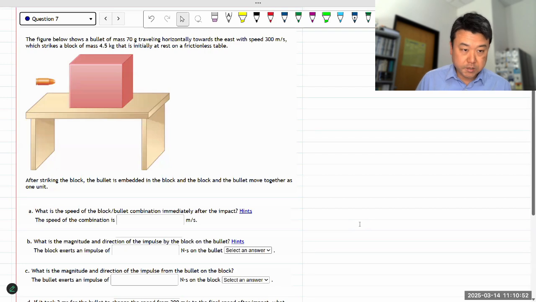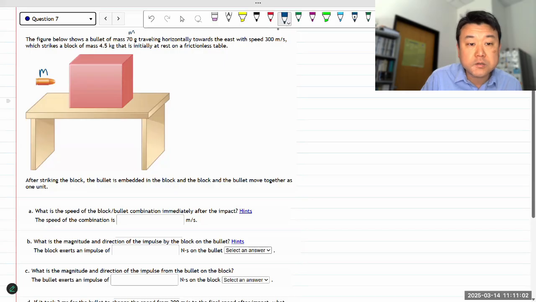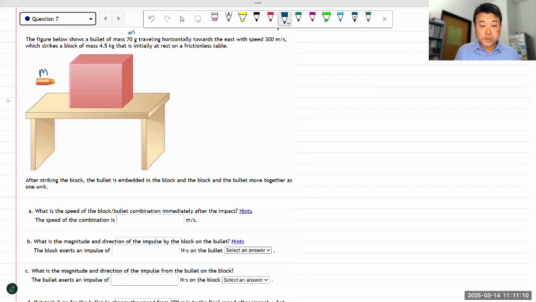So this question says the figure below shows a bullet of some mass. Let me just start doodling and writing down symbols so that I understand what information is given to me. Bullet of some mass traveling horizontally toward the east with a speed, let me say V naught for initial, which strikes a block of mass, let's say capital M. That applies both the description up there and the figure here. That is initially at rest on a frictionless table. Okay, seems simple enough. Moving at some speed V naught.